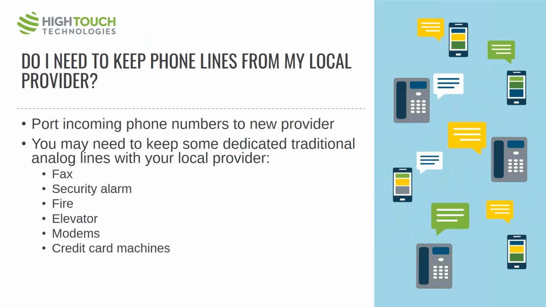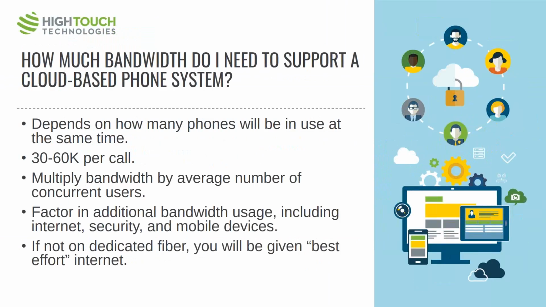This next question is an especially important one: how much bandwidth do I need to support a cloud-based phone system? This will ultimately determine the quality of service, as we'll see here on this slide. The amount of bandwidth used depends on how many phones will be in use at the same time. On average, you'll need around 30 to 60K per call, but it can possibly even go up to 100K. It's really best to know the average number of users who could potentially be on the phone at the same time, because this is going to determine how much bandwidth you're actually going to need.